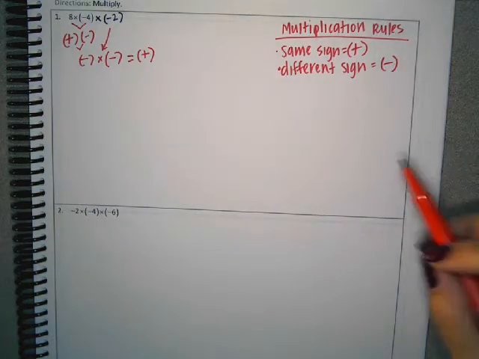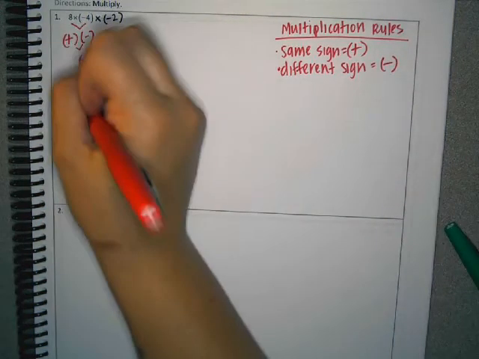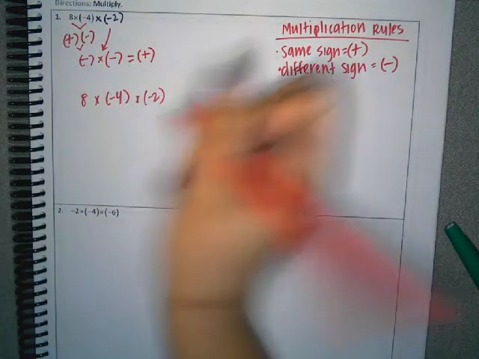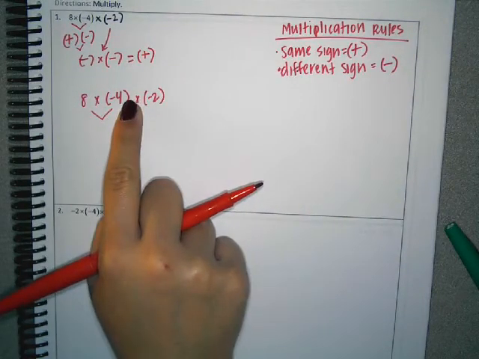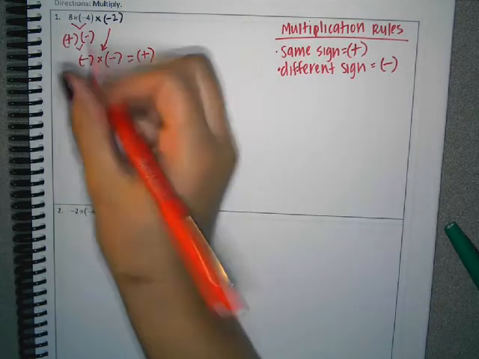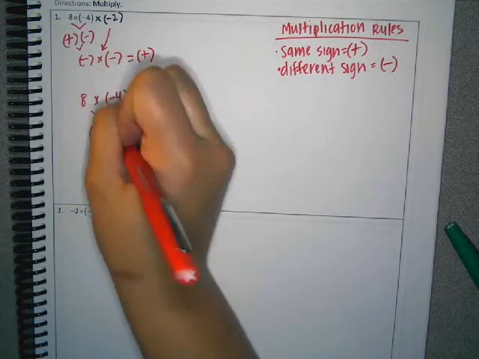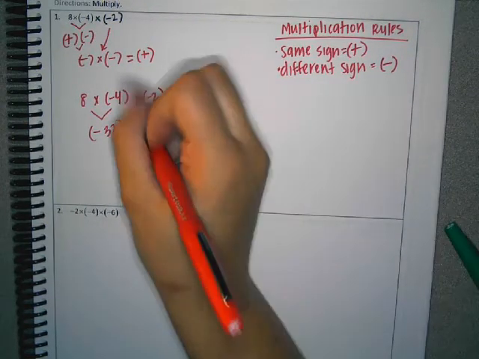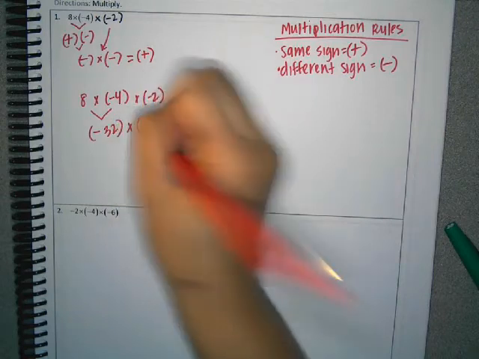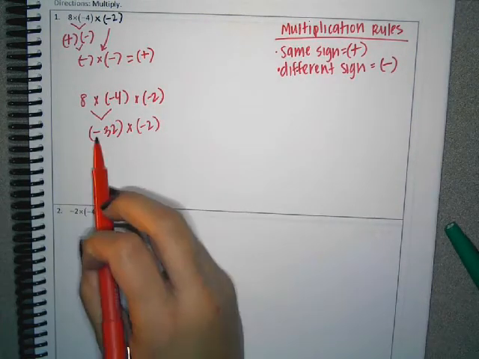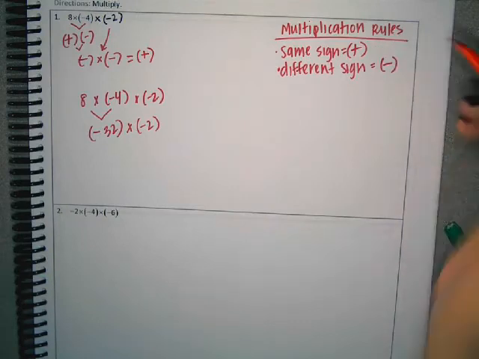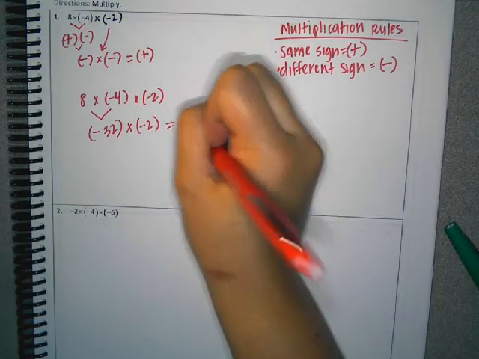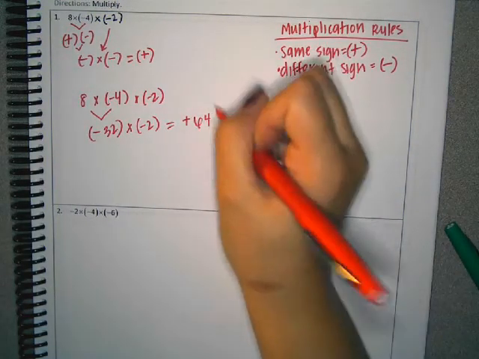So if I want to just multiply, we can do this again. I will write it 8 times negative 4 times negative 2. 8 times a negative 4, I can do this first. Remember that gave us a negative, and we'll say negative 32. Then bring down your times negative 2. Again, we have two of the same sign. We have a negative times a negative. Same sign means my answer is going to be positive. So I'm going to have a positive. 32 times 2 is 64. So a positive 64.